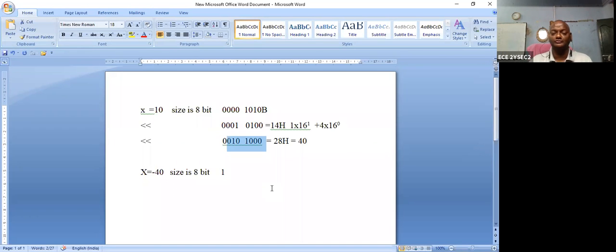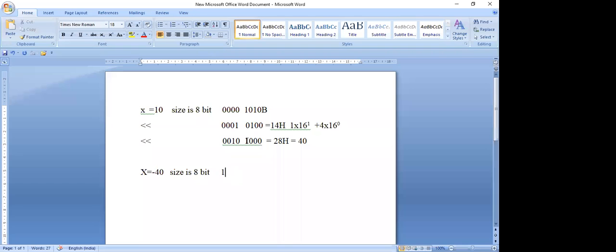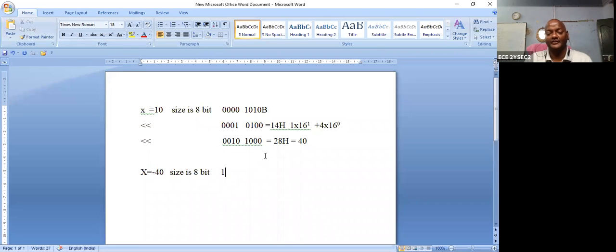Do you know how to find out the 2's complement immediately? Do you have the technique? So I can explain. You can start from the right, up to the position where you get the 1, you can take as usual. So this is the direct method to find out the 2's complement.